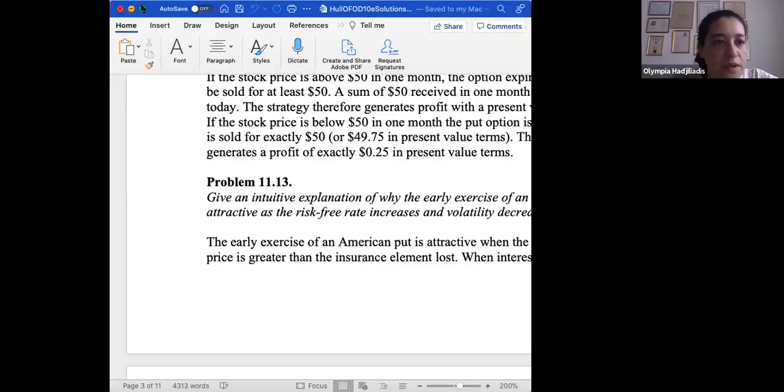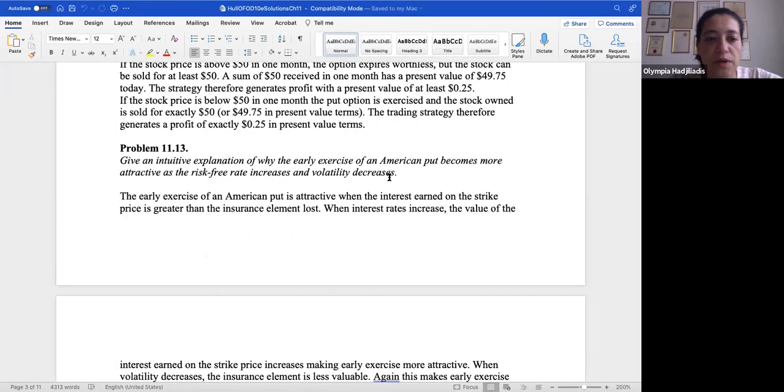We will continue going through the exercises and solutions to the exercises. So we will continue with problem 11.13. Problem 11.13 is asking for an intuitive explanation of why the early exercise of an American put becomes more attractive as the risk-free rate increases and volatility decreases.